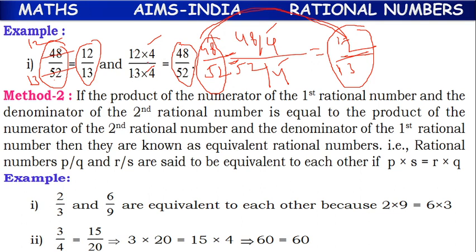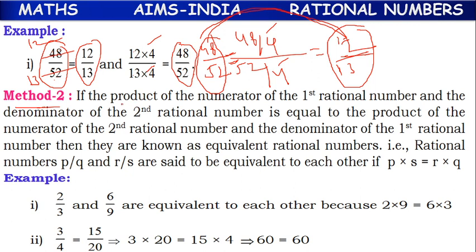While telling the equality of two rational numbers, if there is a possibility of division of both the numerator and denominator with the same non-zero integer, or multiplication is possible, then the resulting rational numbers are equivalent to the given rational number. So next, method 2.